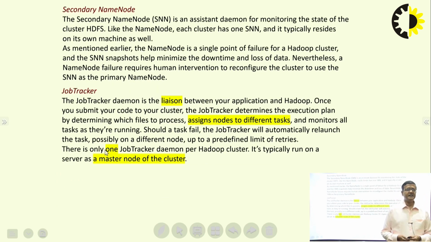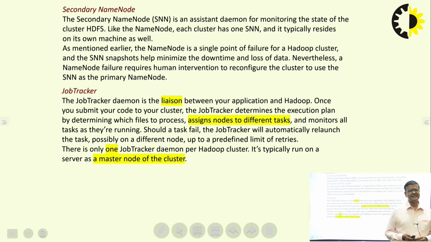Next, coming to the secondary name node daemon. Your secondary name node daemon is an assistant daemon for monitoring the state of the cluster HDFS. It is on the top of your name node server. All these daemons, as we have already said, either are running on a single server or are running across several servers at the same time. So your secondary name node is an assistant daemon for monitoring the state of cluster HDFS.